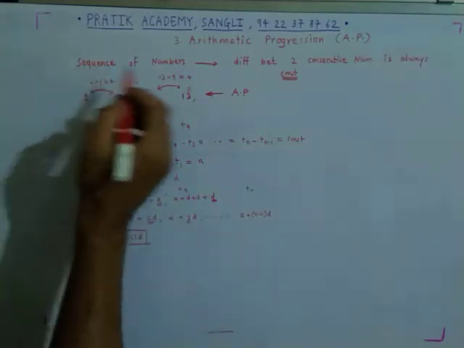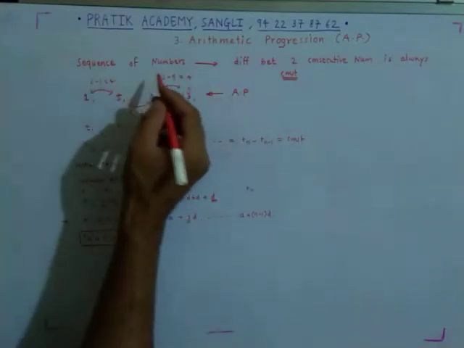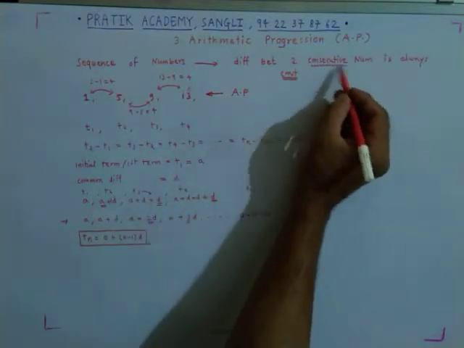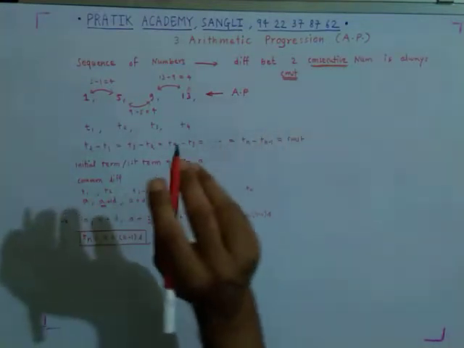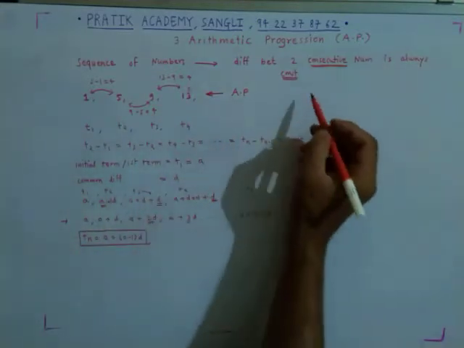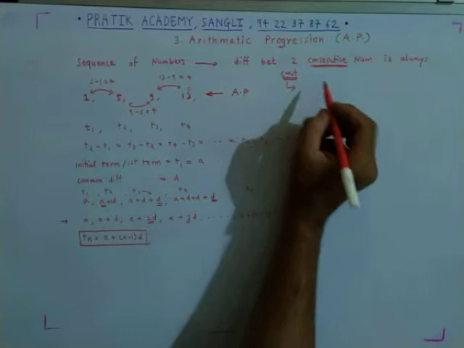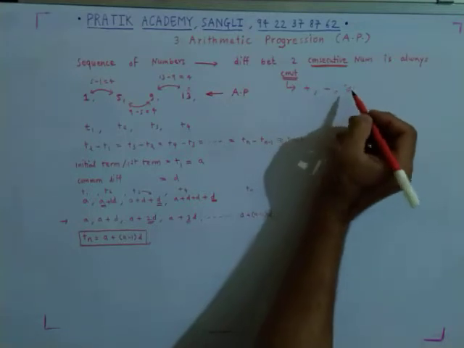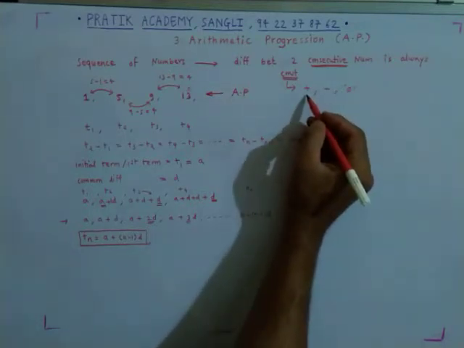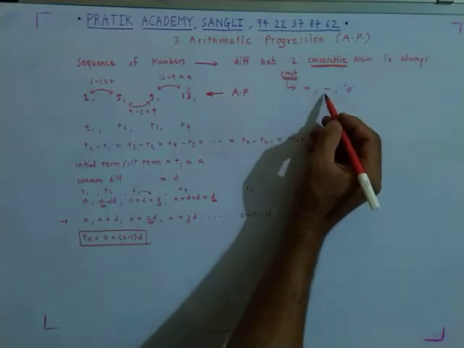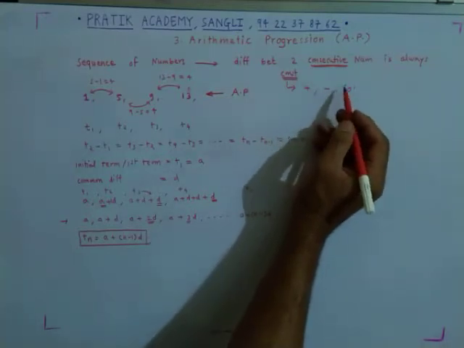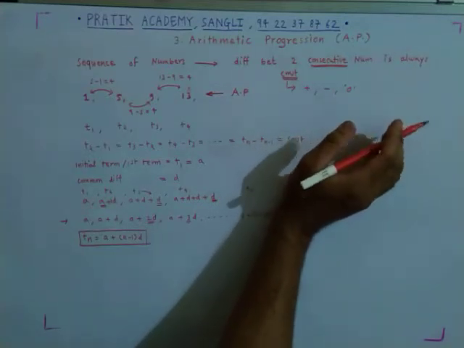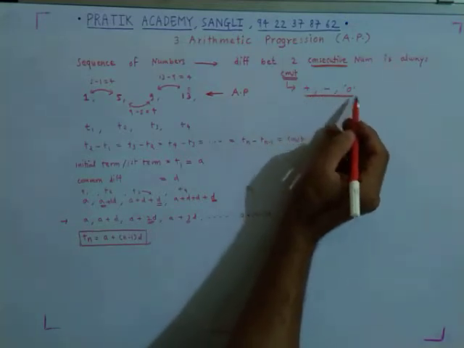When it is a sequence of numbers in which the difference between two consecutive terms is constant, then the numbers are in AP. We want only a constant difference. This constant may be positive, may be negative, or even zero. That is, the difference between two consecutive terms may be positive, negative, or zero, but if it is constant, then the numbers are in AP. So it is important to remember.